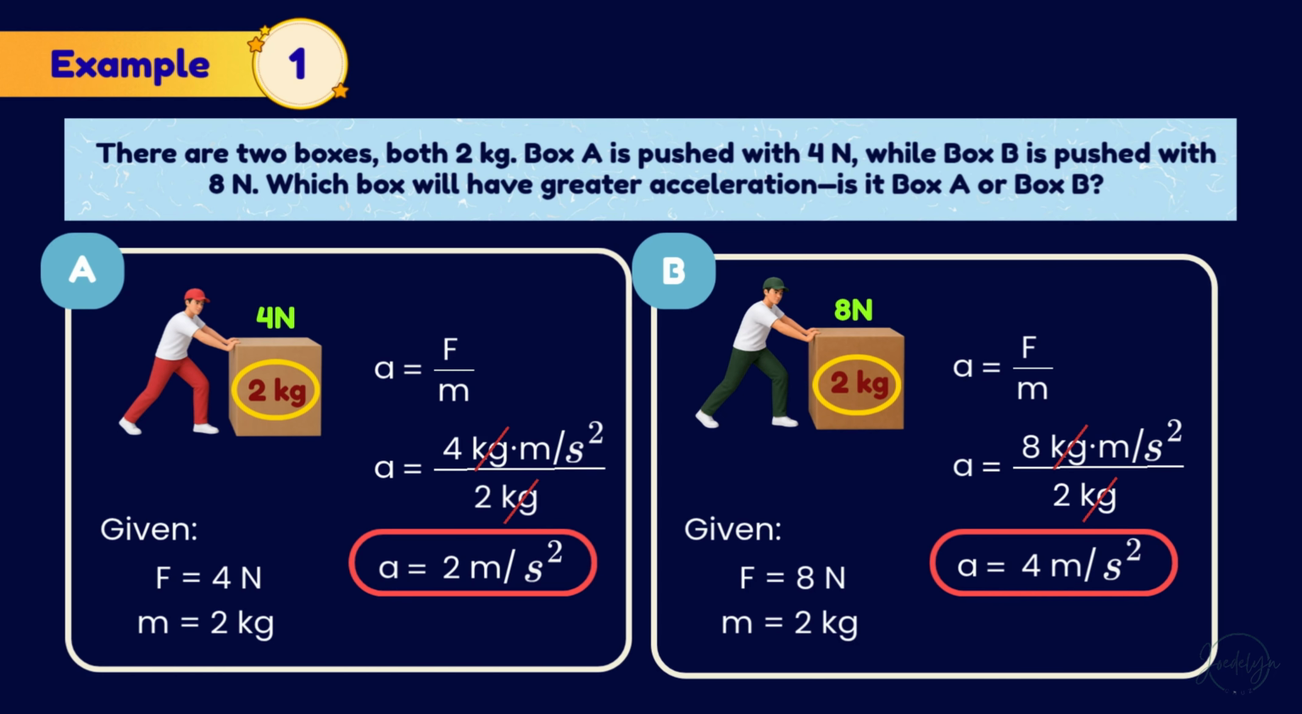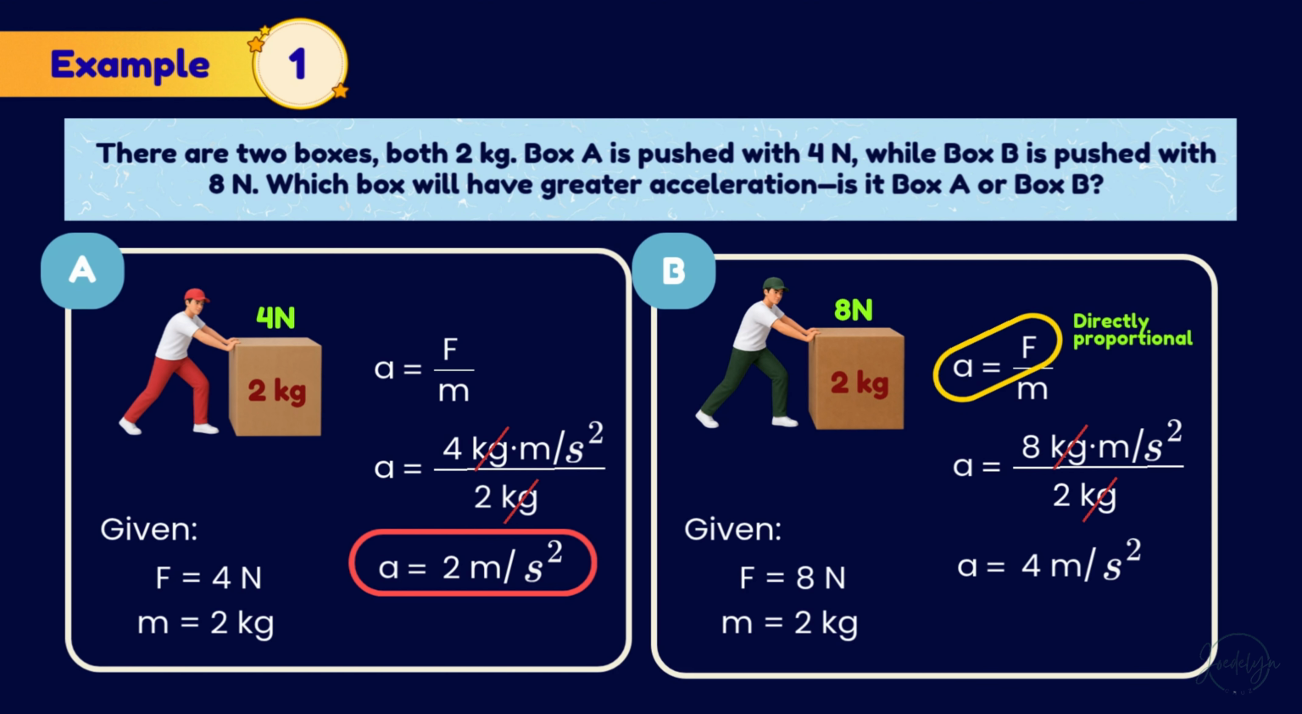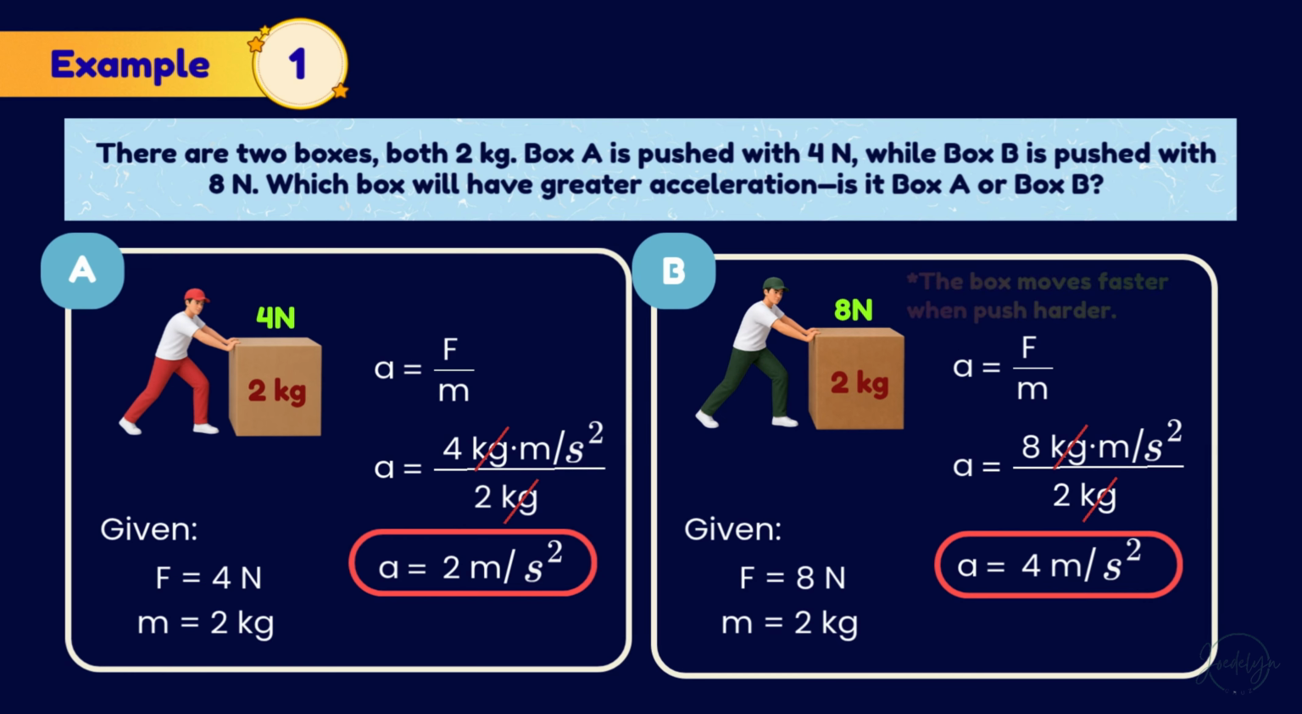With the same mass, which is 2 kilograms, when the force is 8 newtons, which is higher than that applied to box A, the acceleration increases. This shows that force is directly proportional to acceleration. Increasing the force will also increase the acceleration. So in this example, the box moves faster when pushed harder.